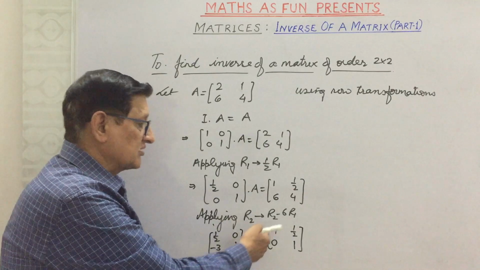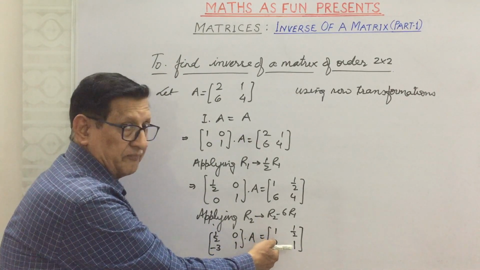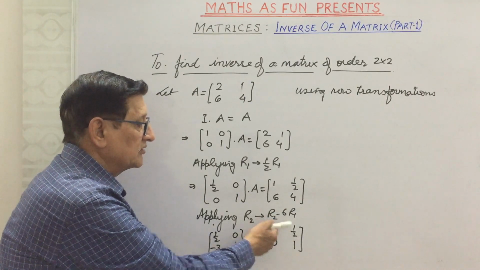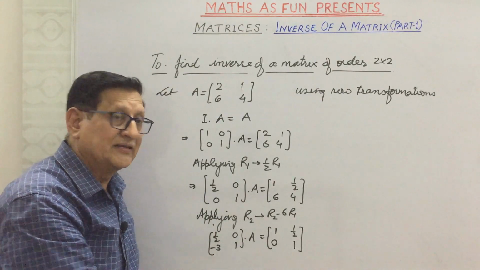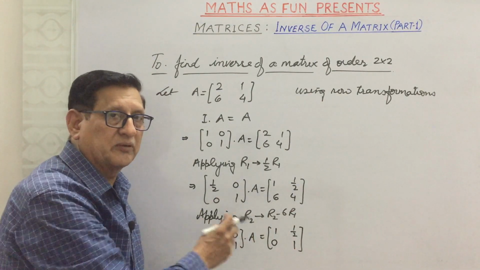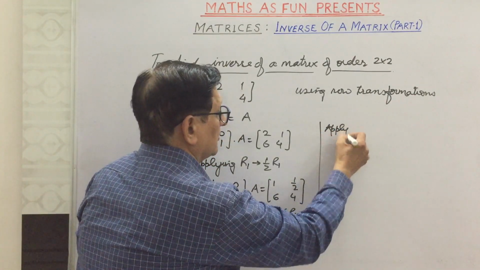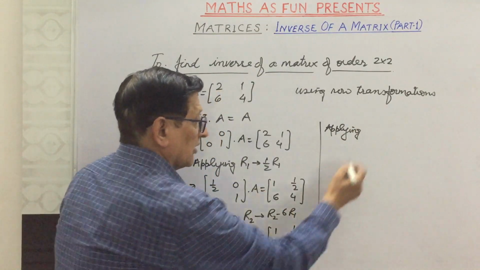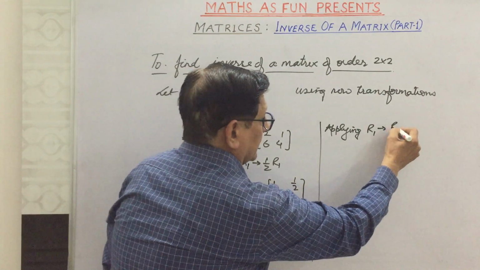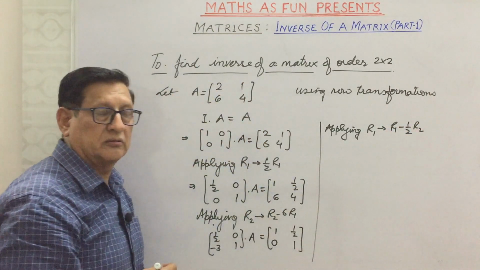Now the second step will be converting this into 1, but here since it has already become 1, we will be using this element to make this element 0. The main purpose is to convert this into I, the unit matrix. So what we are applying here now, in row 1 we will be subtracting half times row 2 from row 1.